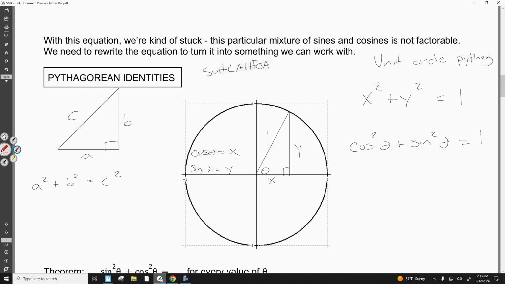You must know this. Can it be memorized? Sure, it can be memorized. However, if you know where it comes from, I think it might stick with you a little bit longer. Where does it come from? Tell your neighbors. What did I just show you? It's the Pythagorean theorem in our unit circle talking about angles. It's the unit circle version of the Pythagorean theorem.